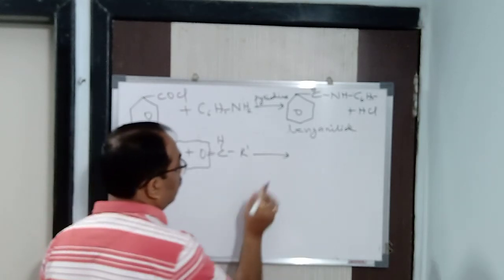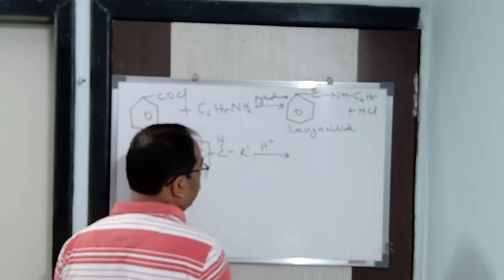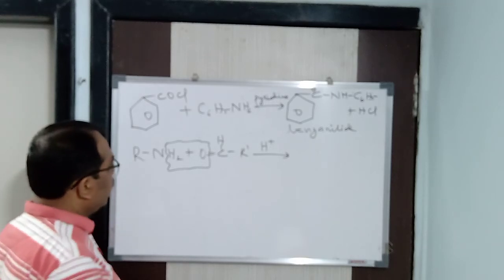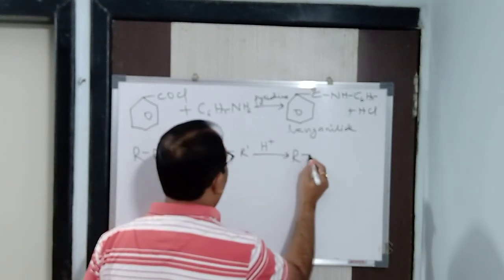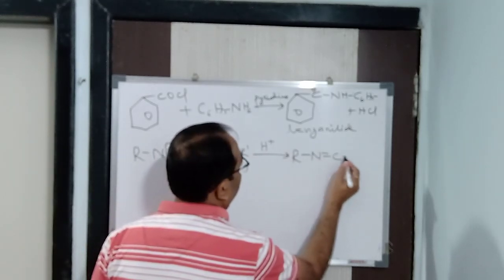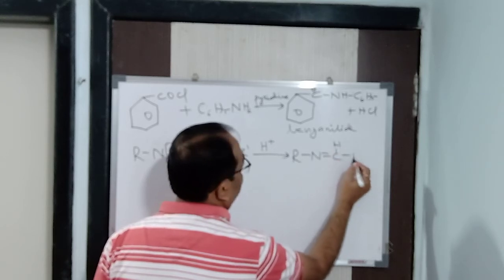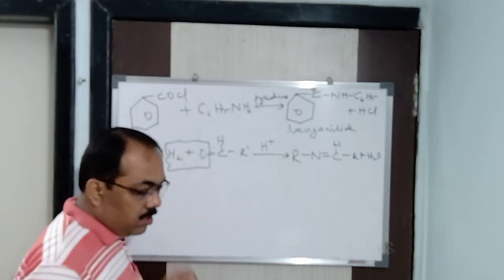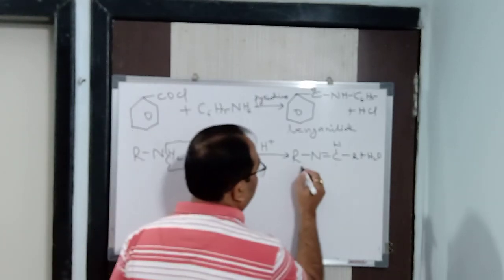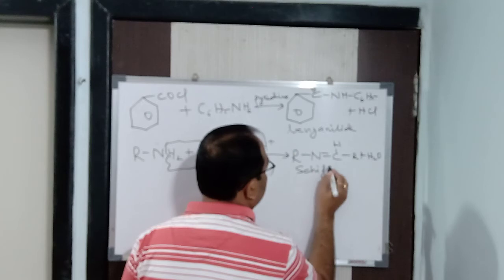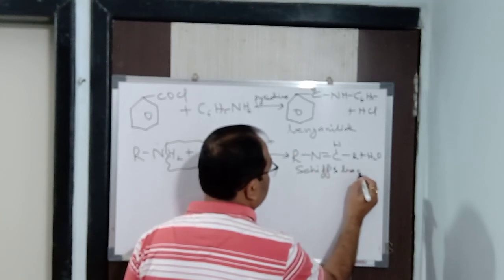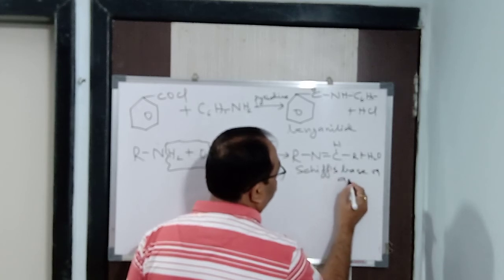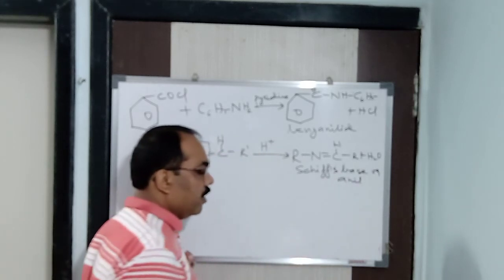Now this reaction is done in the presence of a medium. Which medium? Acidic medium. Now the remaining product we write down: RN double bond C, with H and R, plus water released. Now what is this? It is a Schiff base or anil, we can say that.